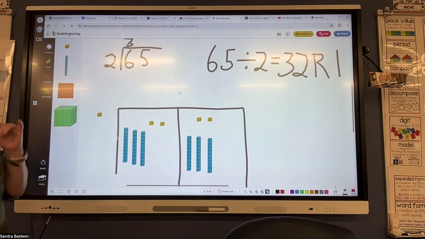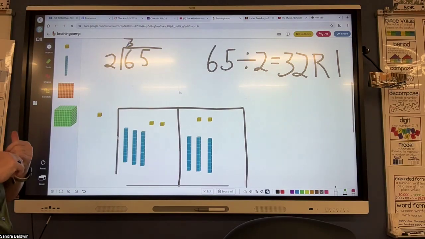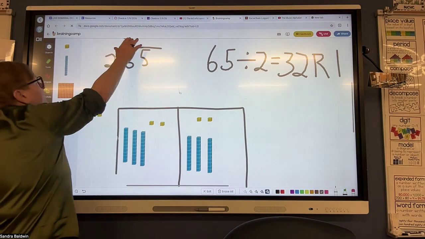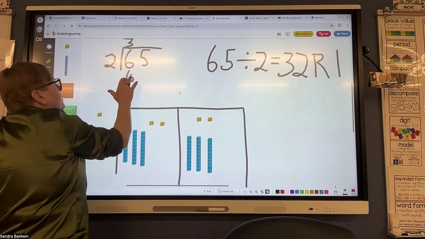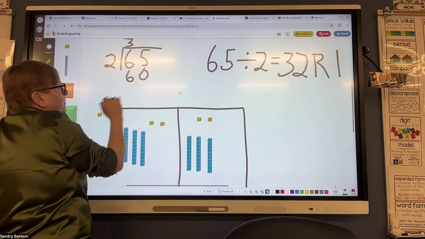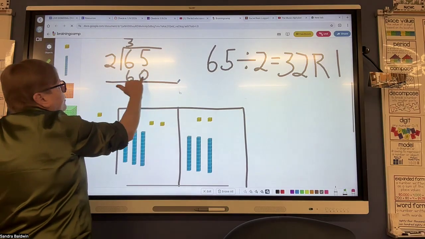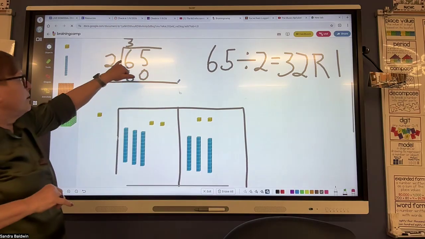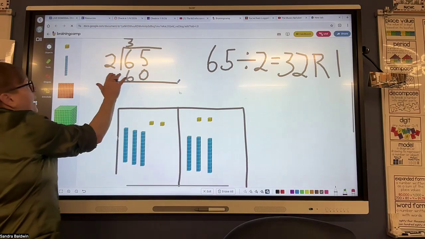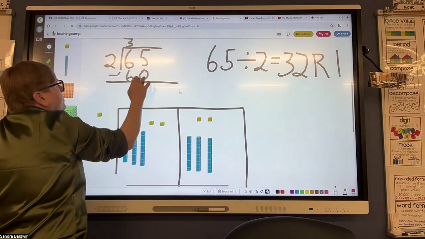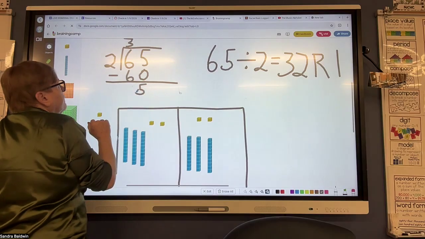So the first step, I'm going to divide. Second step, I'm going to multiply that back out. 3 times 2 equals 6. I'm going to put a 0 here to hold my space. Some people bring it down. I do this to show that that 6 is really a 60. I subtract 5 minus 0, 5.